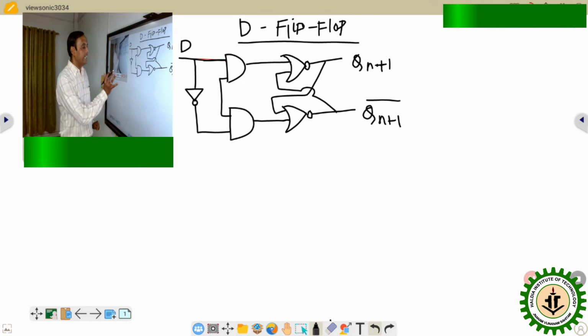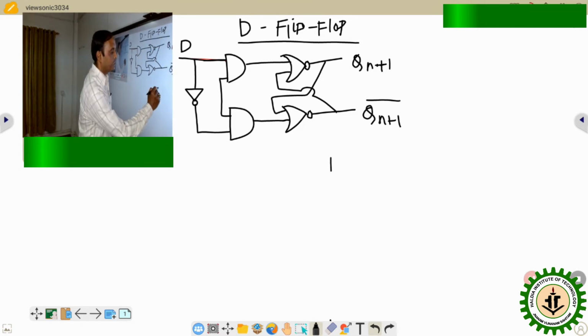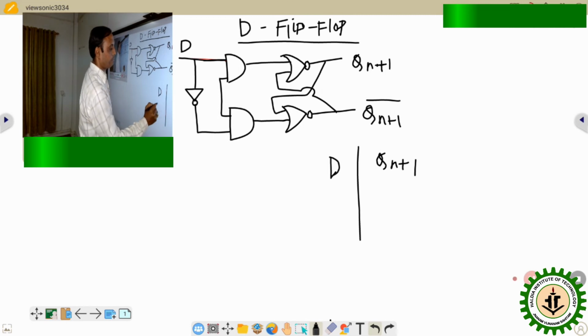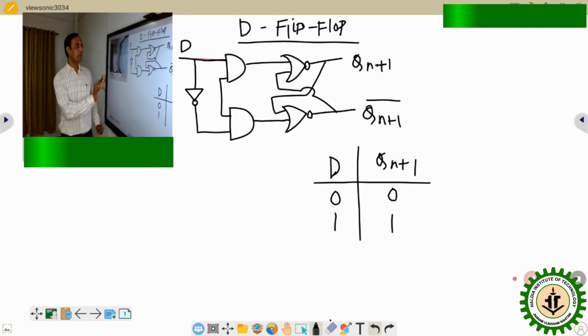Now what will be the characteristic table of that particular flip-flop? Though it is only one input D, and the output Qn plus 1, 0 0 1 1. Same. Just I am considering this one. This is clock pulse as usual. So we have to provide the proper clock pulse. That means we consider the clock value equals to 1.